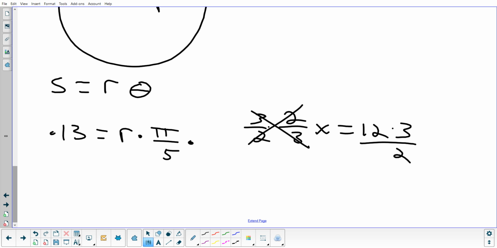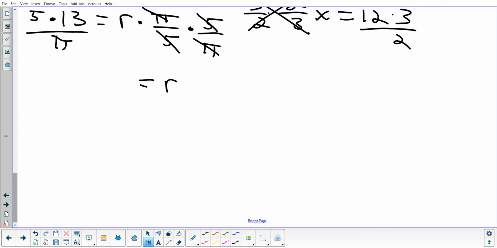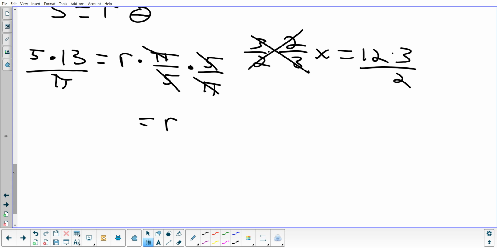So what about on this one? What could I multiply both sides by to get r alone? Yeah. 5 over pi. And 5 over pi. Pi in the top, pi in the bottom, 5 in the top, 5 in the bottom. Everything cancels out. And we're left with r equals 5 times 13. How much is that? Yep. 65. 65 divided by pi, and we found the radius.